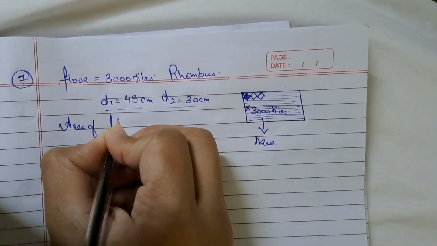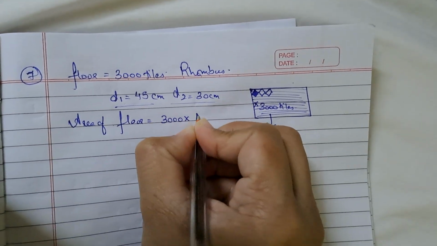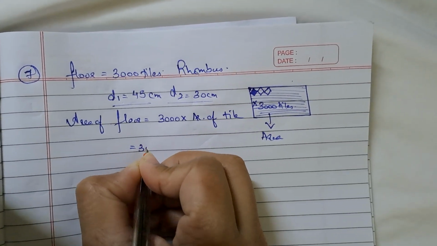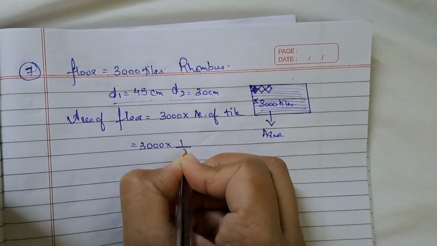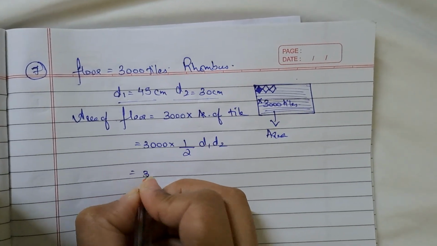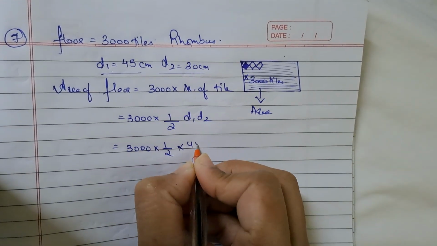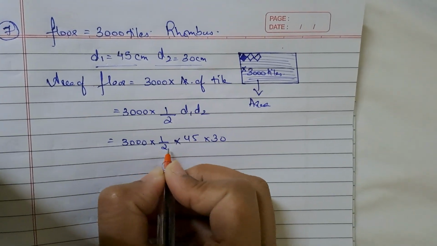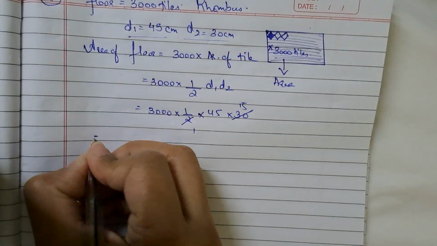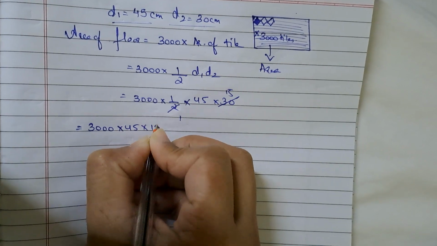Area of floor is equal to 3000 into area of tile. Area of tile will be half d1 d2, isn't it? So write it down: 3000 into half, d1 is known to me as 45 and d2 as 30. So the simplification is 3000 into 45 into 15.